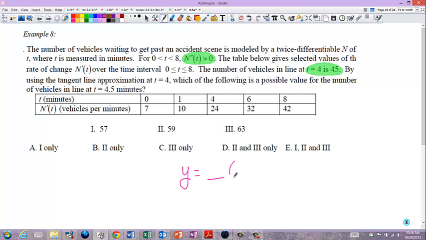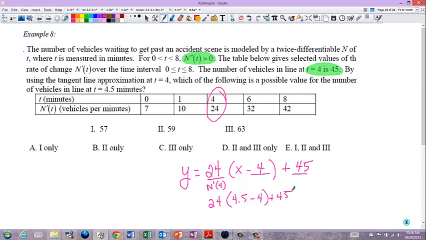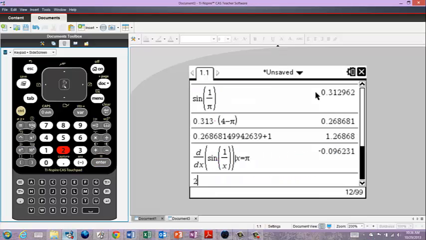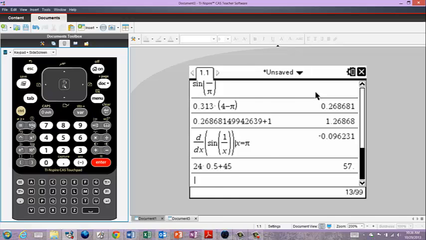Well, let's go ahead and write the equation of the tangent line. 4, 45. Now I need my derivative, which would be N prime of 4, which is 24, right there. And at t equals 4.5, so 24 times 4.5 minus 4 plus 45. Calculator, 24 times 0.5 plus 45 is 57.